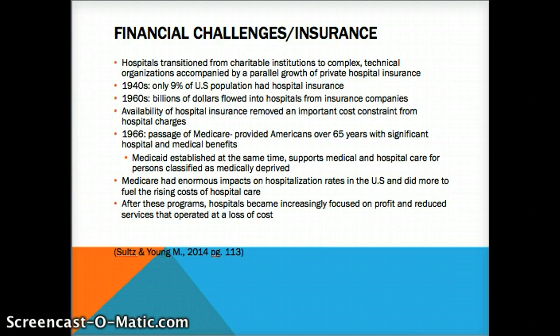In 1966, Medicare was passed, which provided Americans over 65 years of age with significant hospital and medical benefits. Medicaid, established around the same time as Medicare, supports medical and hospital care for persons classified as medically deprived. Medicare had an enormous impact on hospitalization rates in the U.S. and did more to fuel the rising cost of hospital care. After these programs, hospitals became increasingly focused on profit and reduced services that operated at a loss.